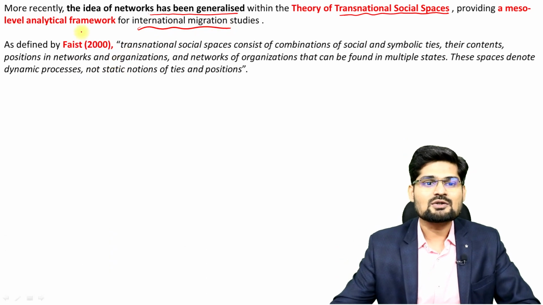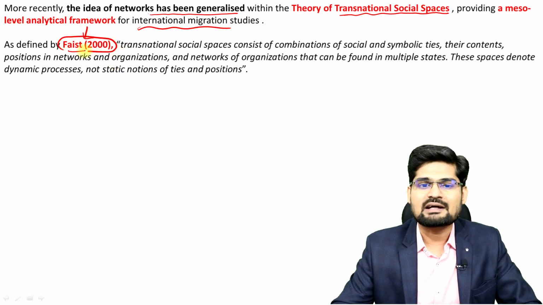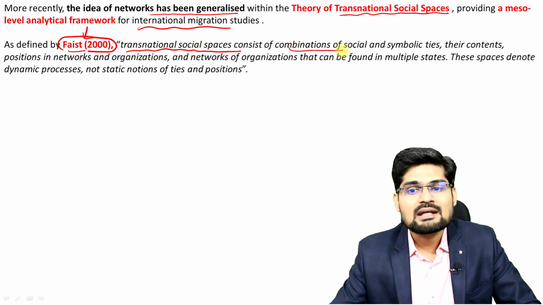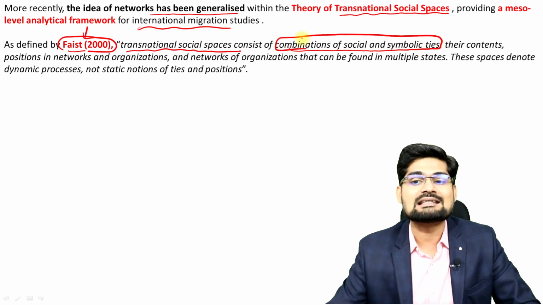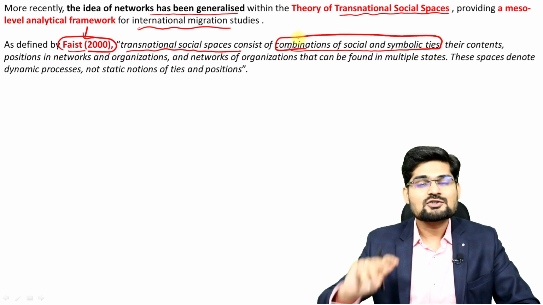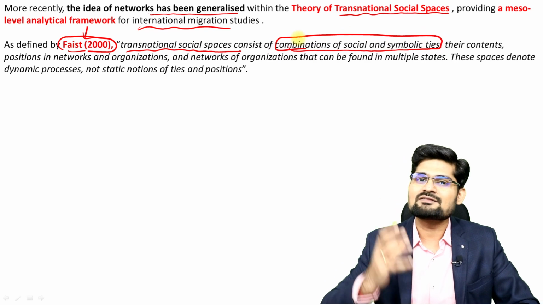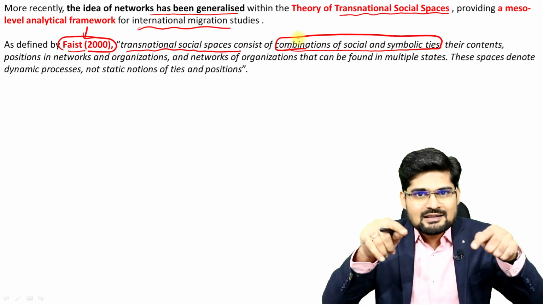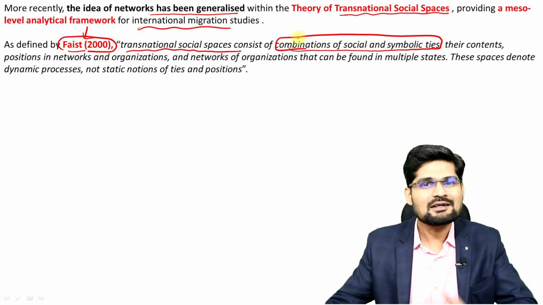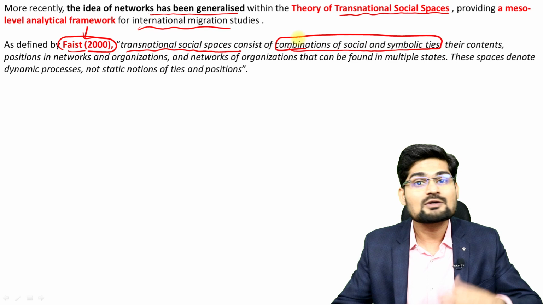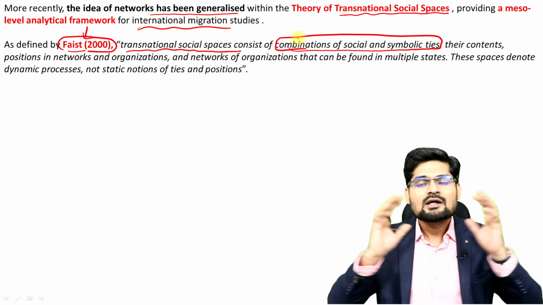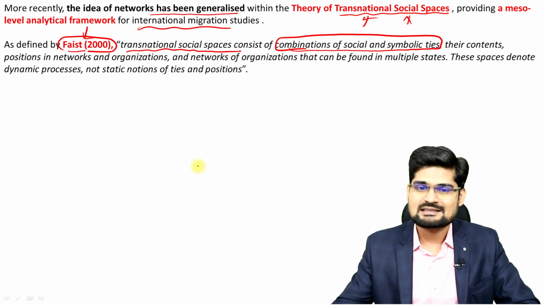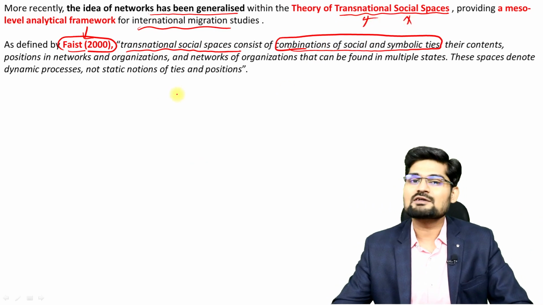That's important. So this was defined in the year 2000 by Faist, and transnational social spaces consist of what? Combinations of social and symbolic ties. It means combinations of social ties as well as symbolic ties. If somebody from India is going to settle in the USA, they will create their own niche. They'll create their small India in the USA, right? Through symbolism, through behavior, through representation of spaces. And they will like to interact with each other. So that's where transnational social spaces are created, right? This is what was talked about in this theory.